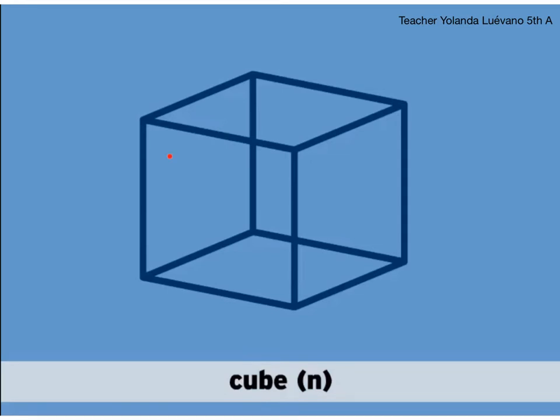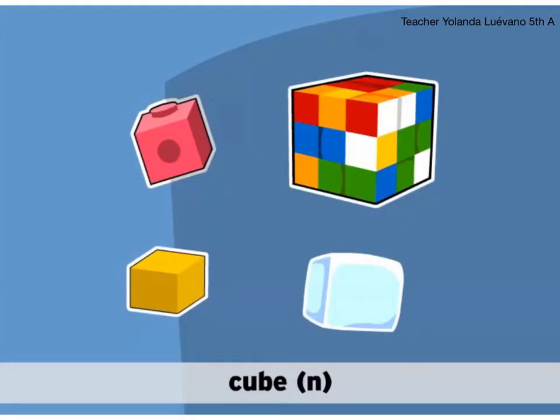Cube. Yes, it's a 3D shape. More examples of cubes. We have a Rubik's Cube, a nice cube, a cube of, I don't know, maybe Knorr or maybe butter, and a cube of Lego.